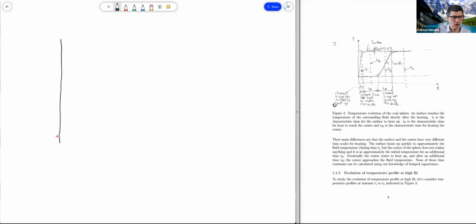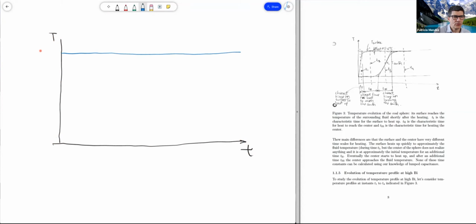I'm going to make a graph of temperature versus time. So here we have time, and here we have temperature. And we knew that we had a fluid temperature T infinity, and this was 90 degrees C in this particular case. And we knew that we had an initial temperature, TI, that was 20 degrees C.